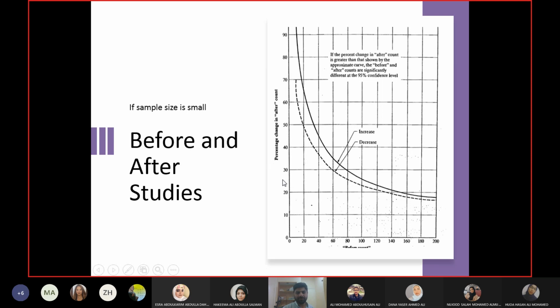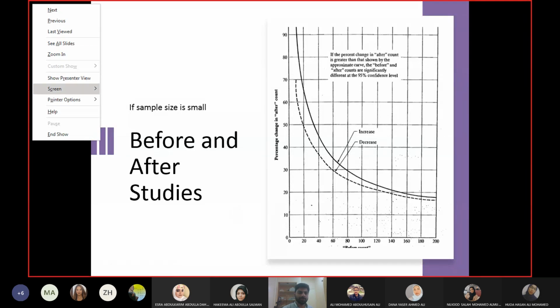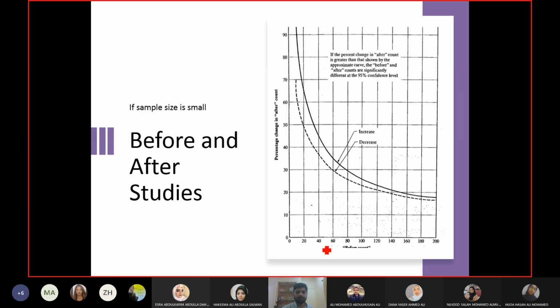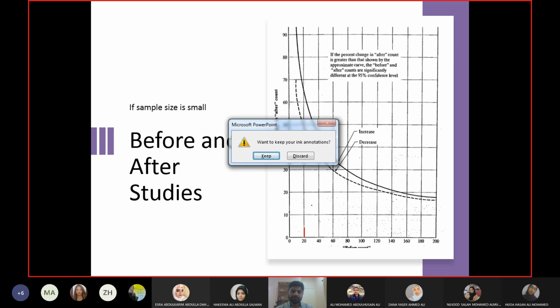Let me give an example. Let's say the number of crashes before, or the rate of crashes before, was 20. So on the x-axis I am here. This is my point. On the y-axis, let's say after the countermeasure the accidents reduced from 20 to 15. How much change did you achieve? You achieved a change of 5 crashes, right? And then you calculate the percentage: 5 upon 20, the percentage change in crashes.